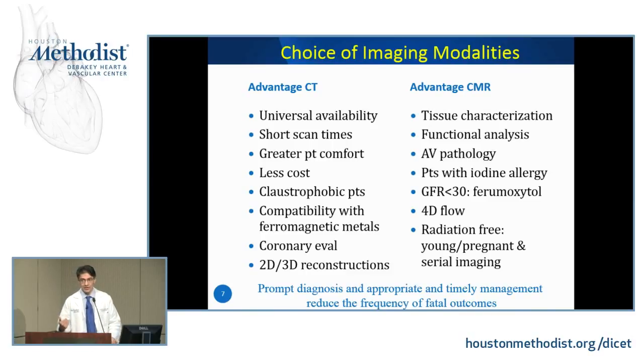CMR has a lot of other facets that can be advantageous. Of course, it's very helpful for tissue characterization. It can also provide functional analysis of the heart should you need it. It definitely can tell you a lot more about aortic valve pathology and function. Consider it in patients who are allergic to iodine or those who have significant renal dysfunction. Remember, we have ferumoxytol. A new and upcoming trend for evaluation of the aorta is, of course, 4D flow, only provided by CMR. And of course, it's radiation-free and can be very helpful in the young and for serial imaging.